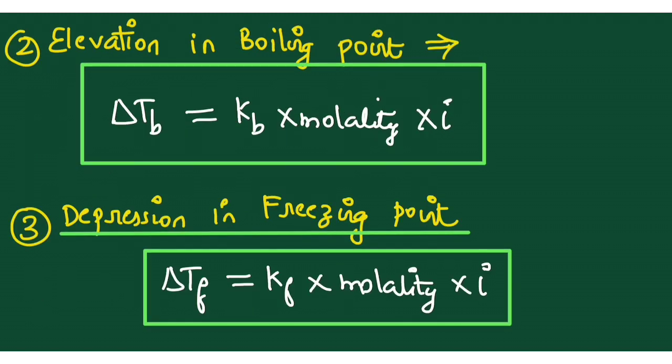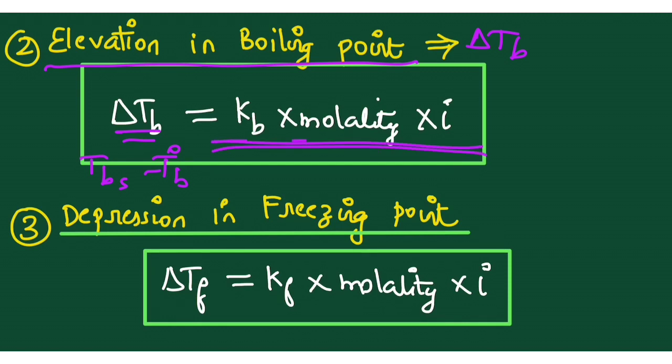Now elevation in boiling point, which is given by delta Tb. Delta Tb is basically Tb of solution minus T0b of pure solvent. Delta Tb is equal to Kb into molality into i, the Van 't Hoff factor. So what you will say, delta Tb is equal to Kb into m into i.